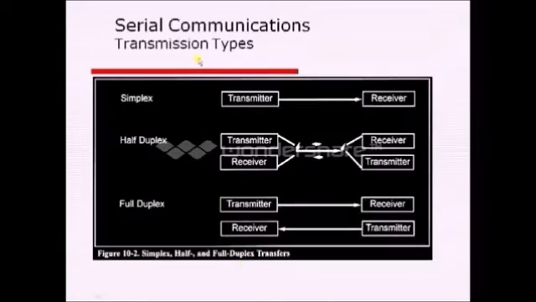Now let us see the transmission types in serial communication, that is simplex, half duplex and full duplex. In case of simplex, the transmitter and receiver are connected with a single channel, and this channel is always unidirectional. Therefore the transmitter will always transmit the data and the receiver will always receive the data through this channel. So that is why it is called unidirectional communication.